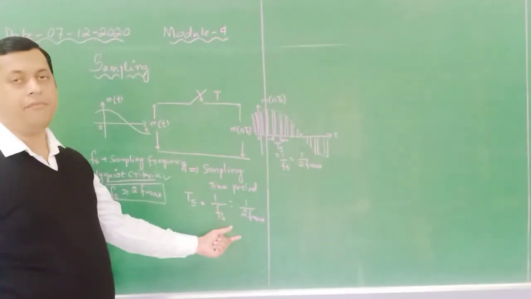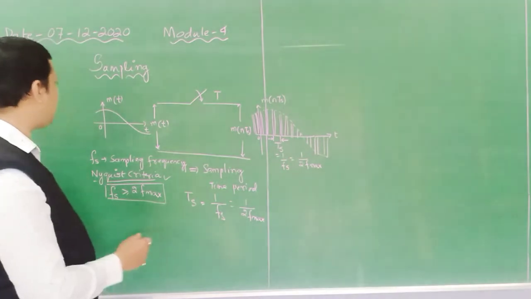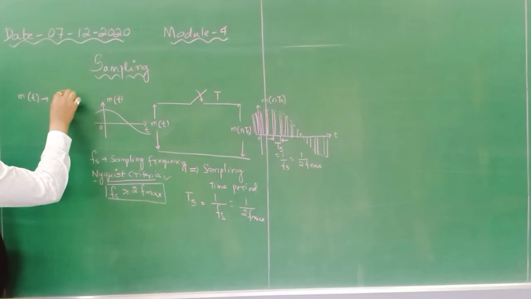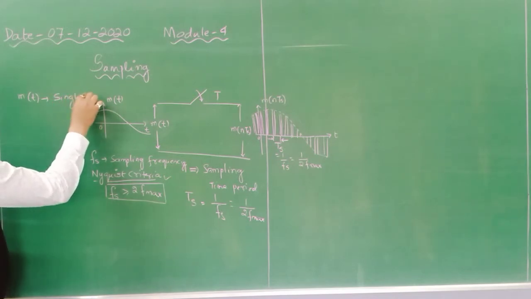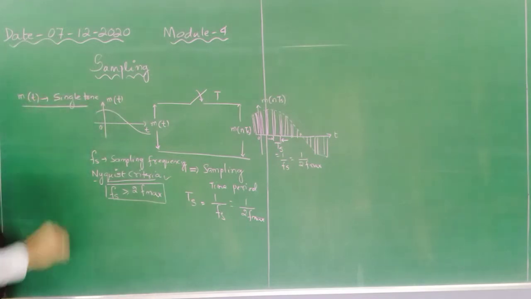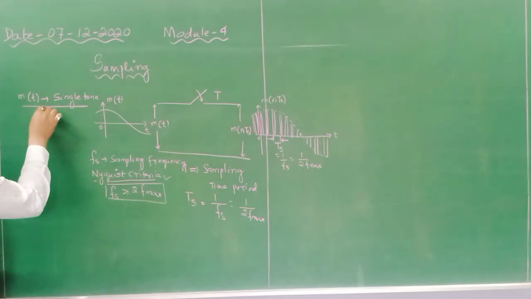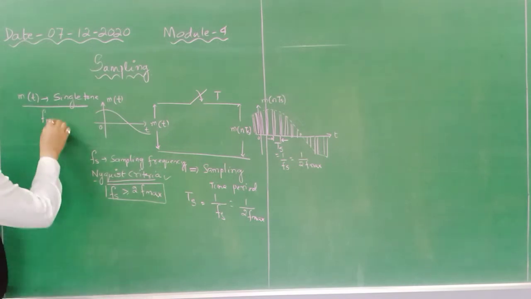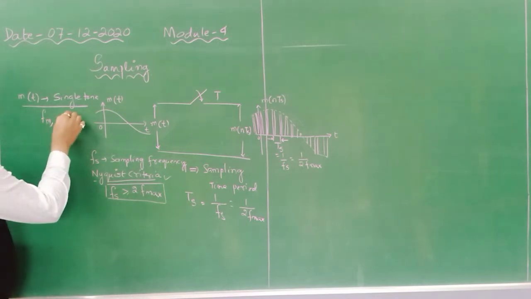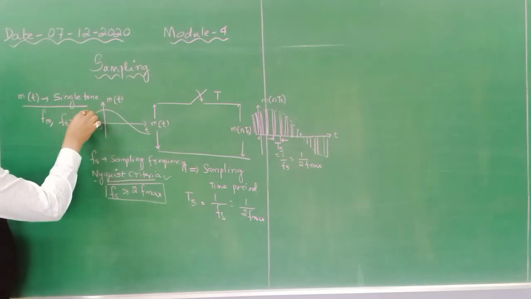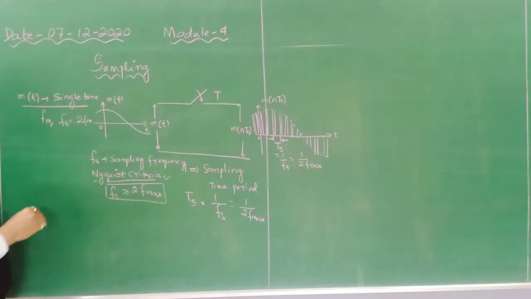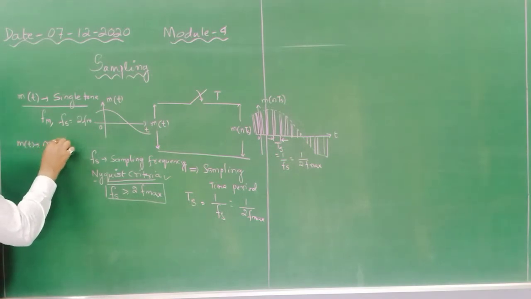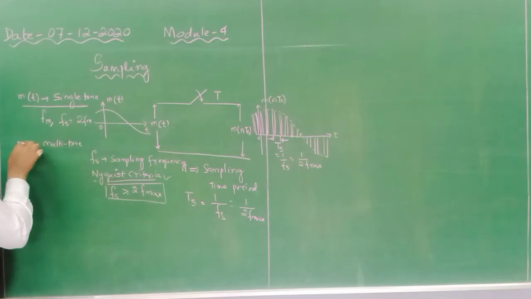Now why have I written fmax? Because sometimes our modulating signal we can assume to be single tone. Now if my modulating signal is single tone, that means it will consist of only one modulating frequency. So if there is only one modulating frequency, what will be my sampling frequency? It is 2 fm. Okay, similarly if my modulating signal is multi-tone.